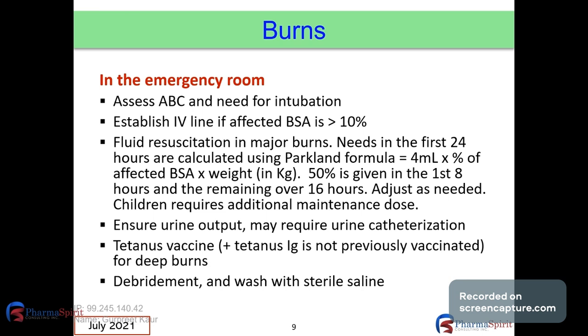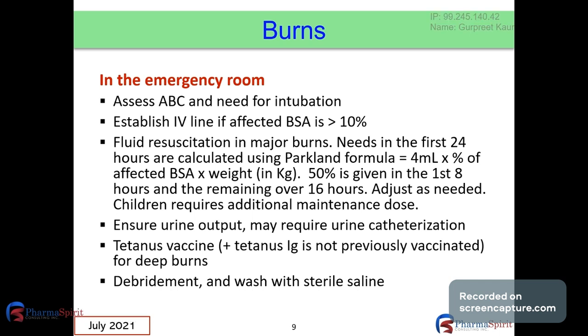So what we're going to do in the emergency room. Once the patient arrives to the emergency room, we need to assess the ABC. A is airway, B is breathing, and C is circulation, and assess whether there is a need for intubation. We need to establish an IV line if the affected surface area is more than 10% of the total body surface area. And we may need to start fluid resuscitation in patients with major burns.